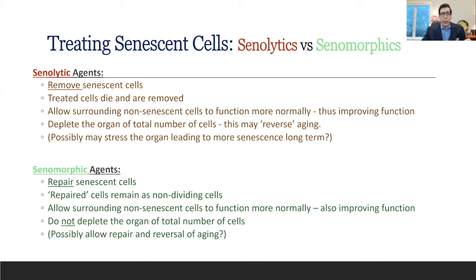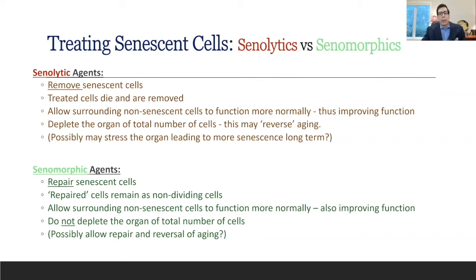The senolytic agents remove the senescent cells. They die, they're removed from the tissue, and that stops the SASP, so it allows the non-senescent surrounding cells to function more normally. It does deplete the organ of the total number of cells, which can help improve organ function. There are some concerns that if the organ has mostly senescent cells, perhaps this actually stresses the organ and can, in the long run, cause some additional problems.